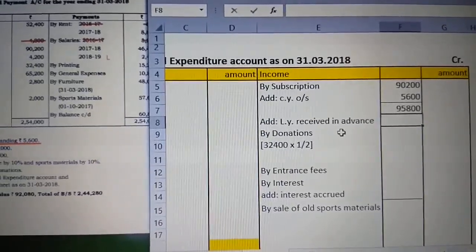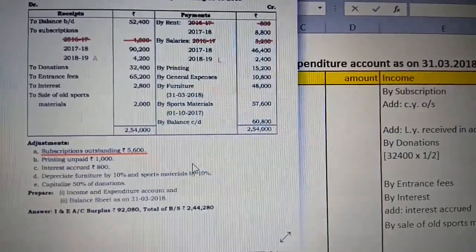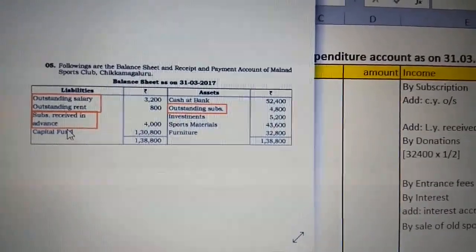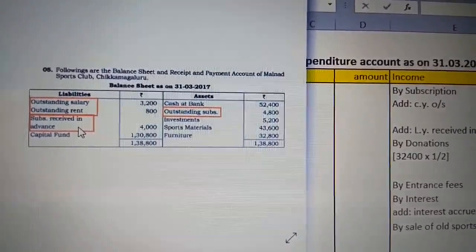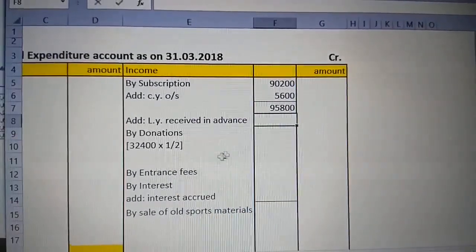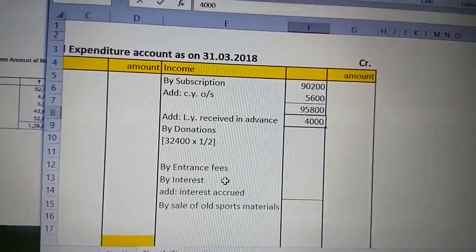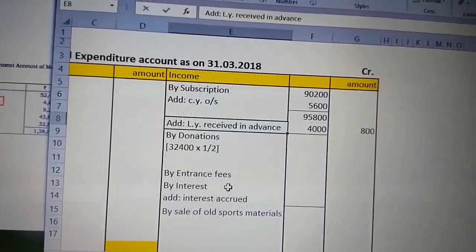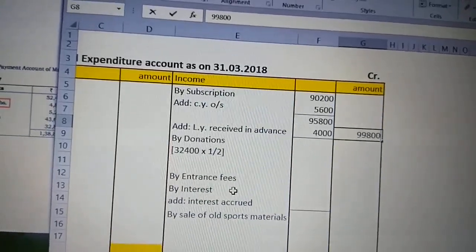With this 95,800, we don't have any last year amounts because they have already been considered. But what we are going to do is go for the opening balance. As one item is left out, subscription received in advance: last year, if anything is received in advance for the current year, that needs to be added. So this 4,000 I'm going to add. Add last year received in advance 4,000. So the amount which I get is 99,800.